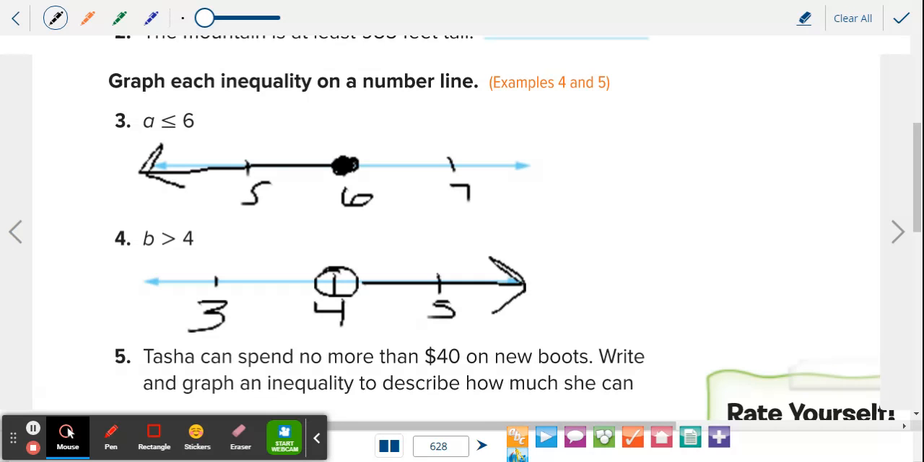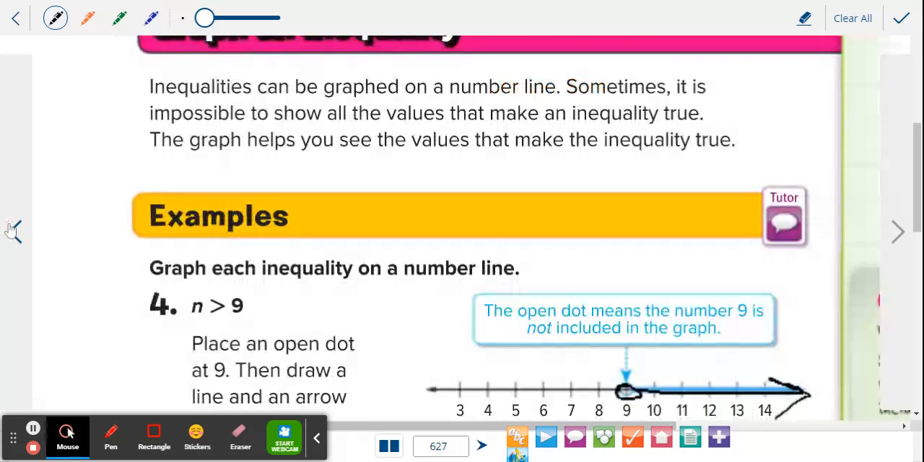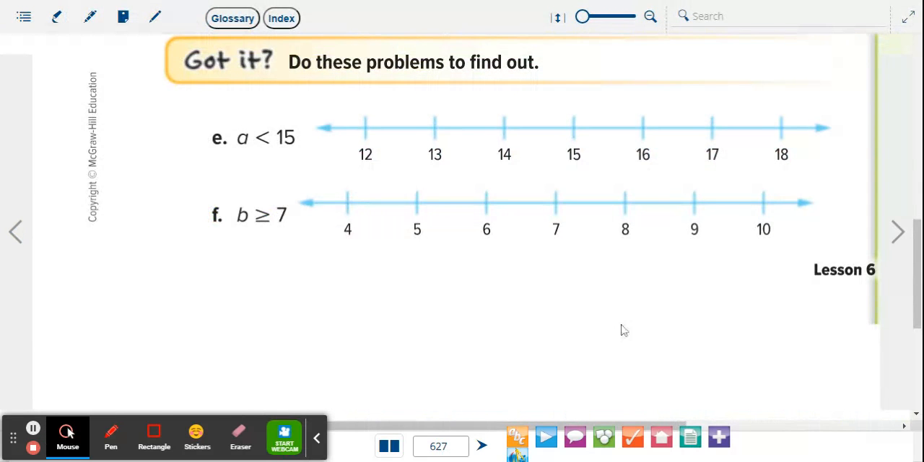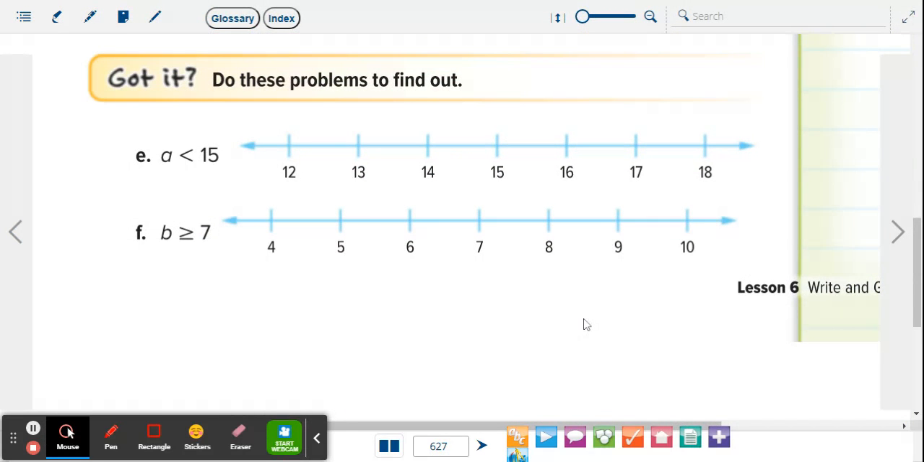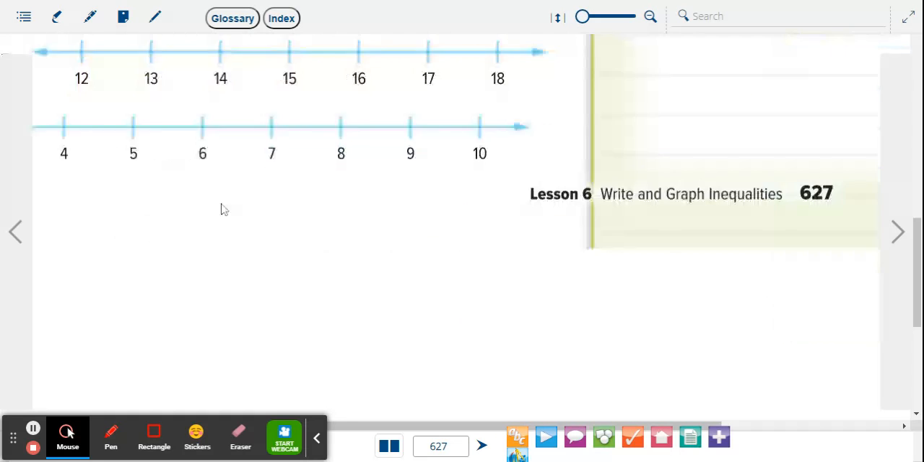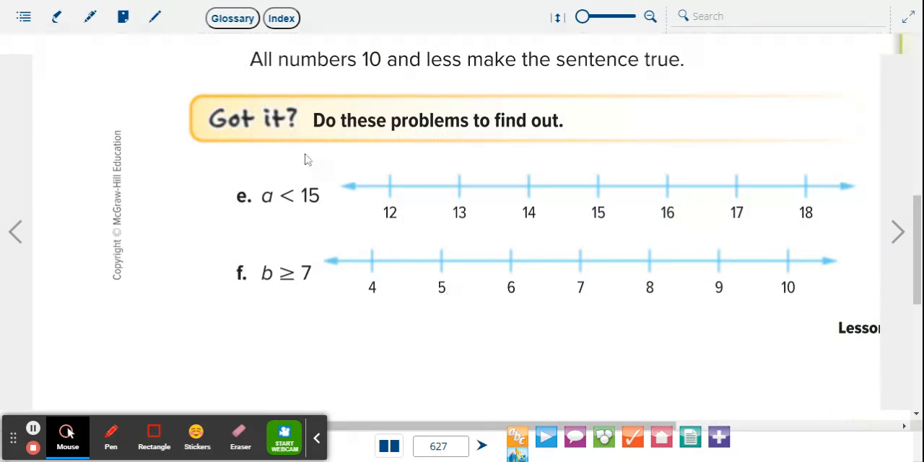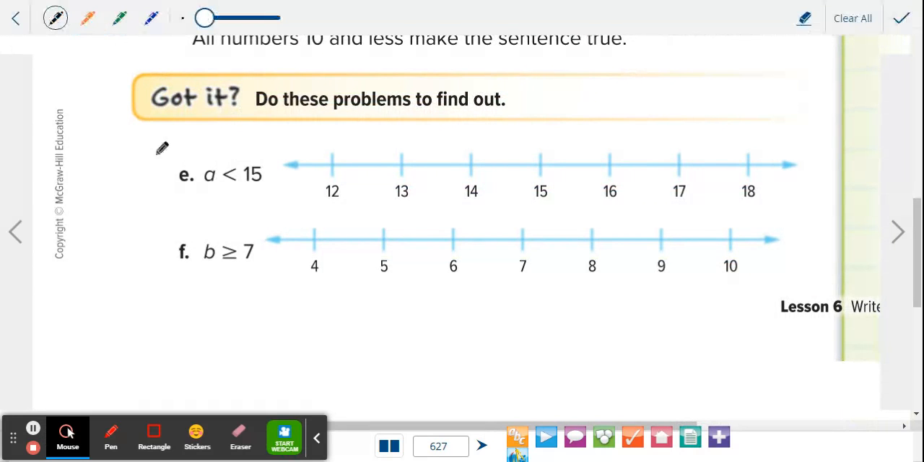That's your graph. So I want you guys to go back to 627 and do E and F down at the bottom. They've already labeled the number lines for you, so it makes it even easier. So go ahead and get it done. I'll give you a couple minutes. So letter E. We have A is less than 15. So are we doing a circle or dot? Circle on 15. Now, if it's less than, do we go left or right? To the left. Just like that.